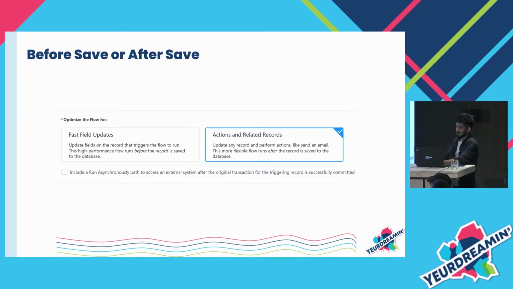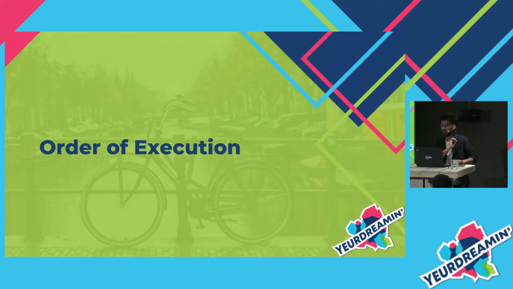So Fast Field Updates basically means before save, and Actions and Related Records is after save. What are before save and after save? We hear this a lot when we talk about flows. So order of execution, meet admins, your new best friend. This is important here, because you need to know what is happening in the order of execution and how your flows are affecting other automation as well.